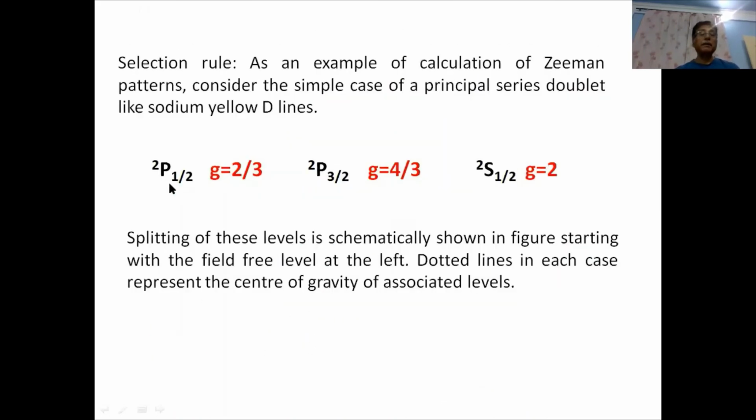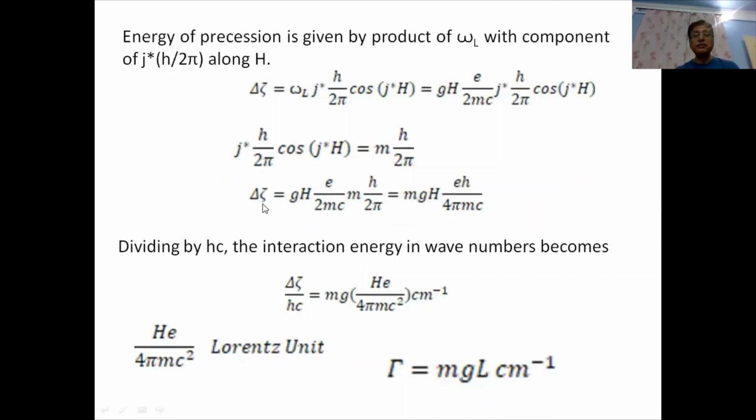So for doublet P 1/2, G value is 2/3. For doublet P 3/2, G value is 4/3 according to that formula. And for doublet S 1/2, G value is 2. Now, let us see that the splitting is basically mgL units. So what we have to do, we have to calculate the G values and we have to find out the M value. For example, if it is P 3/2, the M values will be plus 3/2, 1/2, minus 1/2, minus 3/2. And this M value needs to be multiplied by the G value of that term.